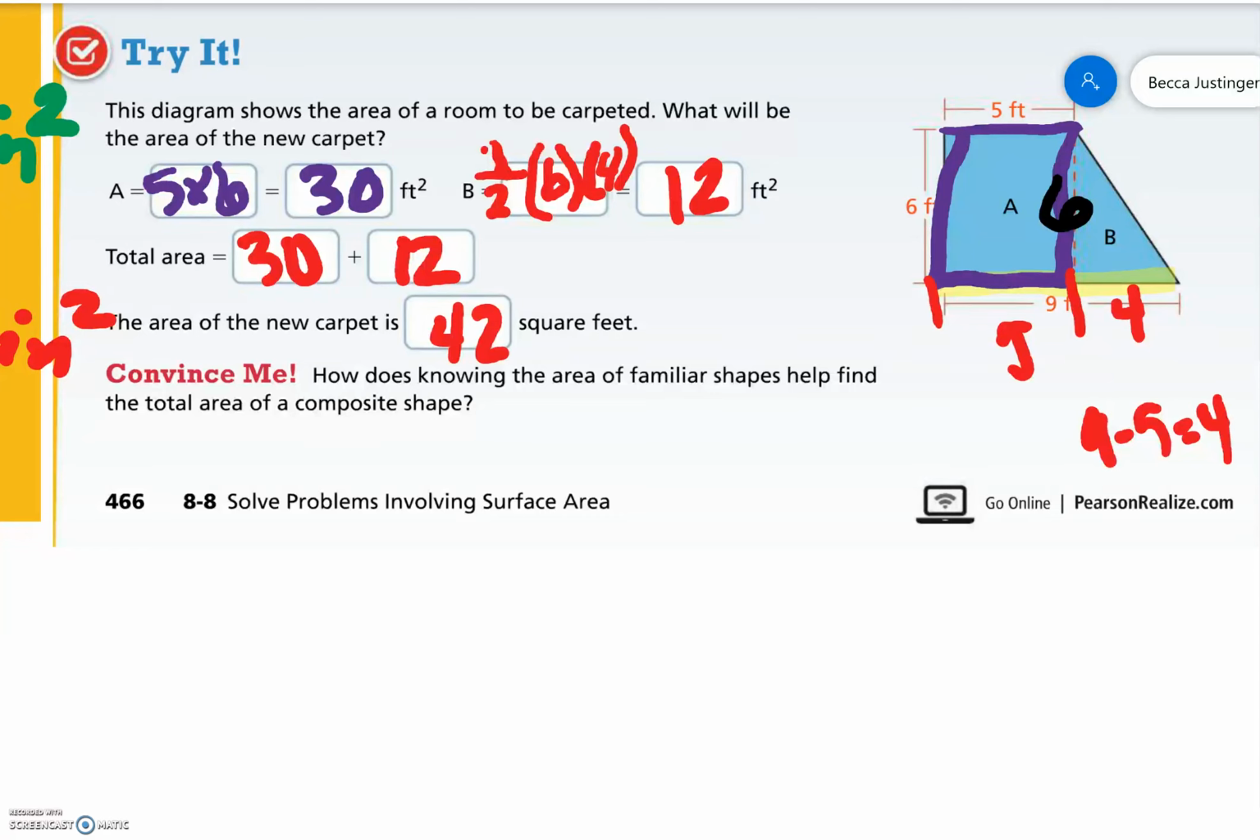How does knowing the area of familiar shapes help to find the total area of a composite shape? You can find the area of those and add them together.